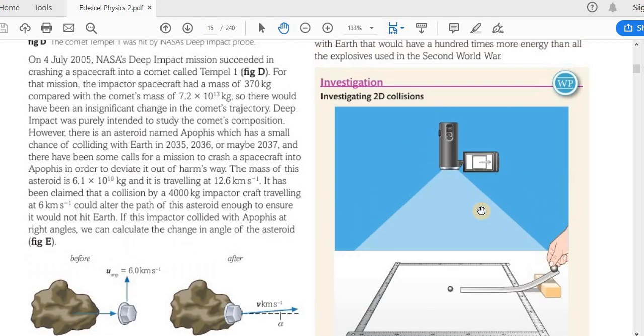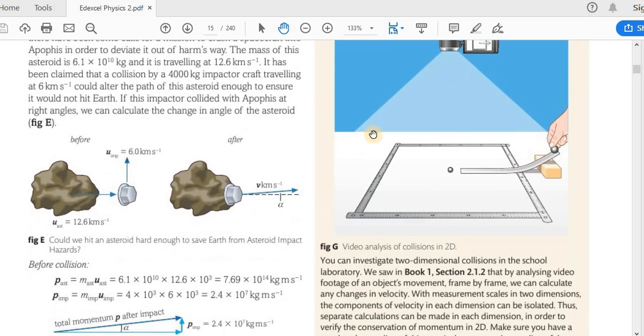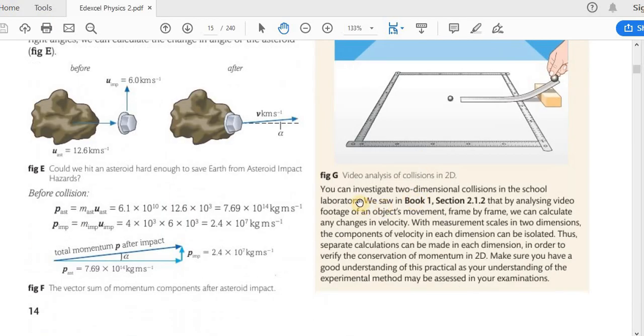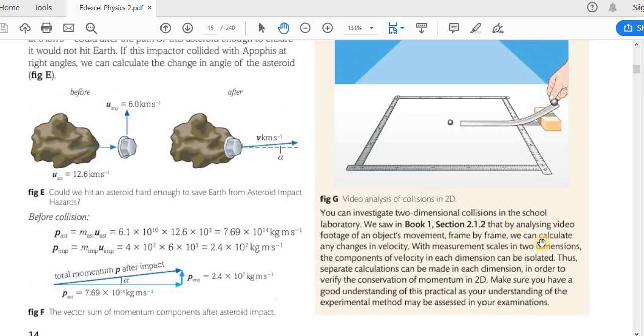Alright, so here is another experiment investigating 2D collisions. You can investigate two-dimensional collisions in the school lab. We saw in book 1 section 2.1.2 that by analyzing video footage of an object's movement frame by frame, we can calculate any changes in velocity. So when we view frame by frame, that is for equal time intervals. We see the different positions of the object.